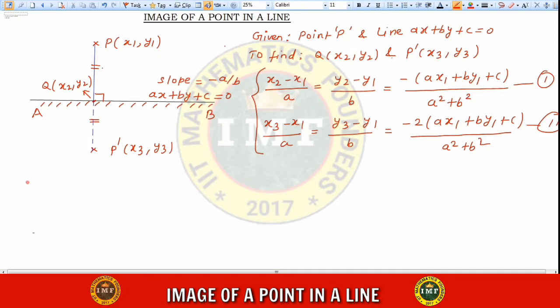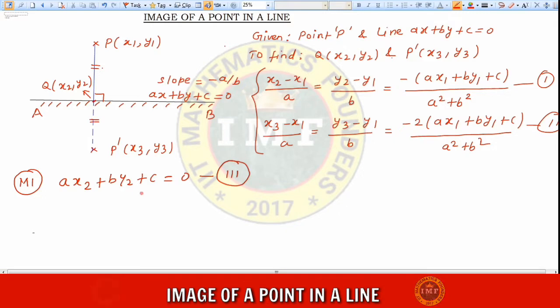Okay, so method number one. Here we see that x2, y2, the coordinates of the point Q, is lying on AB. So it will satisfy ax plus by plus c is equal to 0, so we will get ax2 plus by2 plus c is equal to 0. Whenever required, I will use this equation. Now PP dash is perpendicular to AB, so its slope will be b upon a, so that the product of the slopes of the two lines is equal to -1.